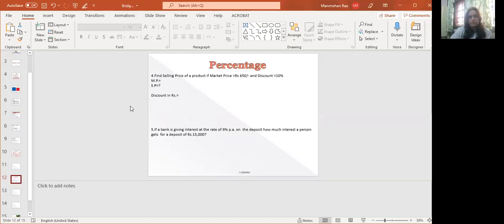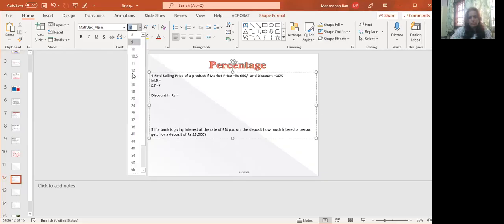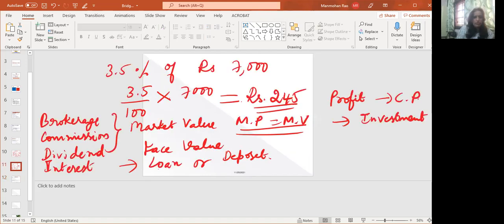Now, we'll take some examples of the things which are directly related to your first semester. As I told you, find the selling price of a product if the market price is equal to 650 and discount is 10%. I forgot one more thing in the previous one. Not only this, discount. Discount is also in terms of percentage.